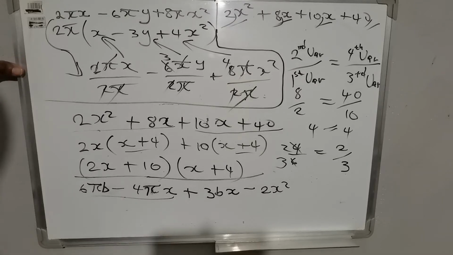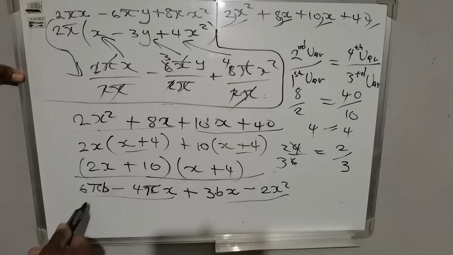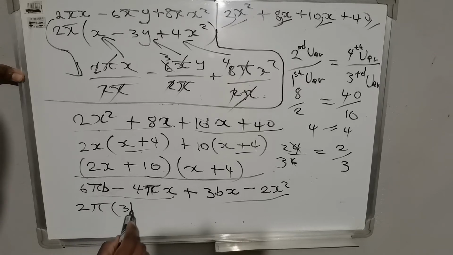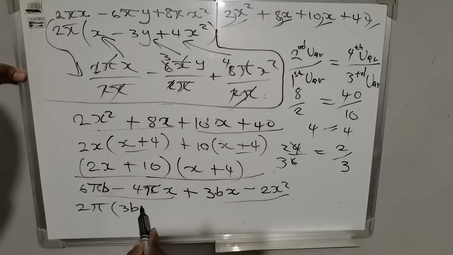Let's take out the greatest common factor, the GCF. The greatest common factor would be 2. I think you agree with me. If we take out 2, we also have pi in common. Pi, and we will be left with 3b, right? 3b. Oh, this is complicated. And there we will be left with 2x.